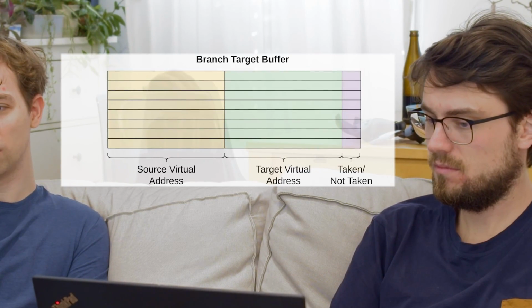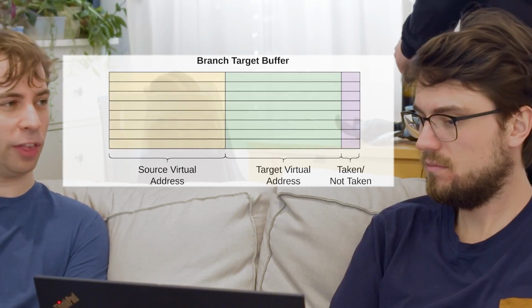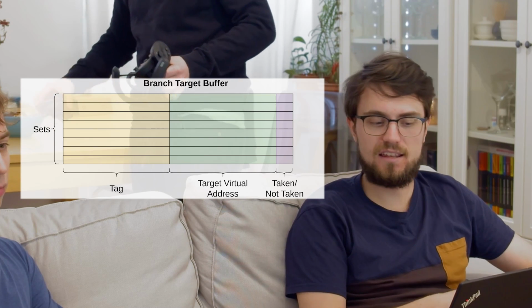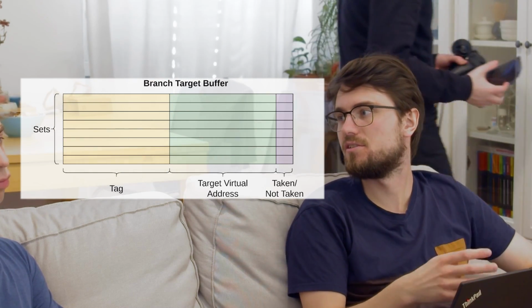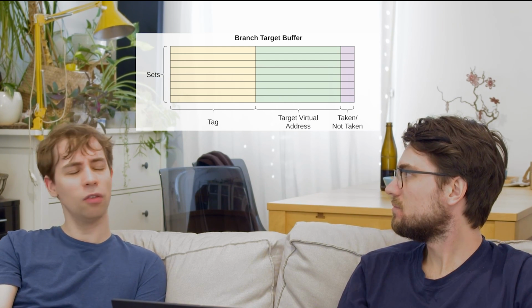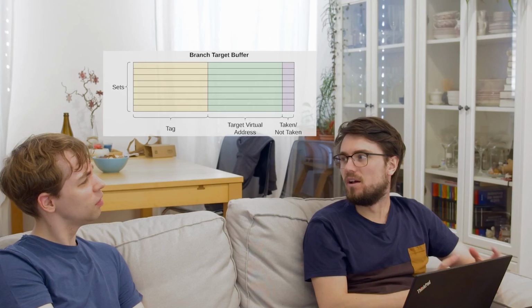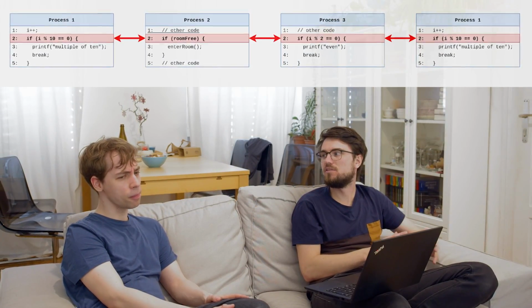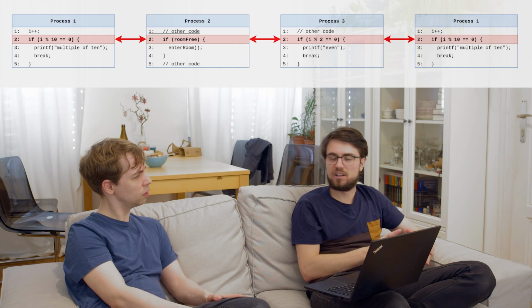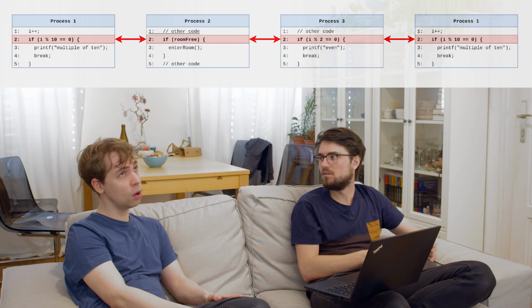So it is organized like a cache, I think, with some index, a tag, and data. But the data is the branch target, so an address to jump to. Yeah. So how do they use that to break ASLR? Well, let's say you have several processors with a branch at the same virtual address. Yeah. And then? You see mispredictions if they run on the same core.